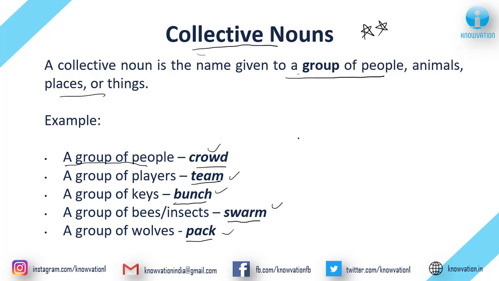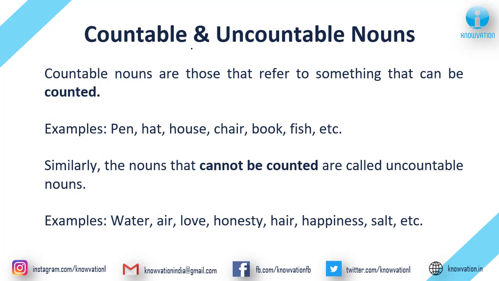आगे बढ़ते हैं. नेक्स्ट कम्स countable and uncountable noun. फ्रेंड्स, आपको इनके नाम से ही पता चल रहा है कि क्या होंगे. So countable nouns are those that refer to something that can be counted. You can count them. आप उनको 1, 2, 3 करके उनको काउंट कर सकते हैं. Example, pen, you can count them. Hat, houses, chair, book, fishes, etc. All these are countable. You can count them.